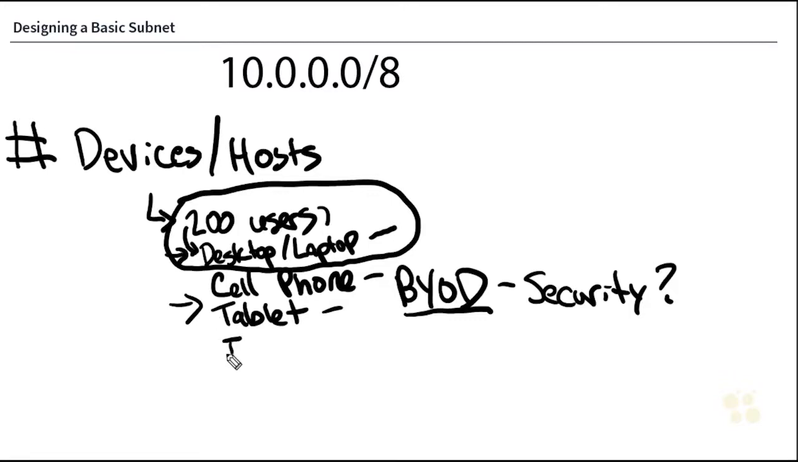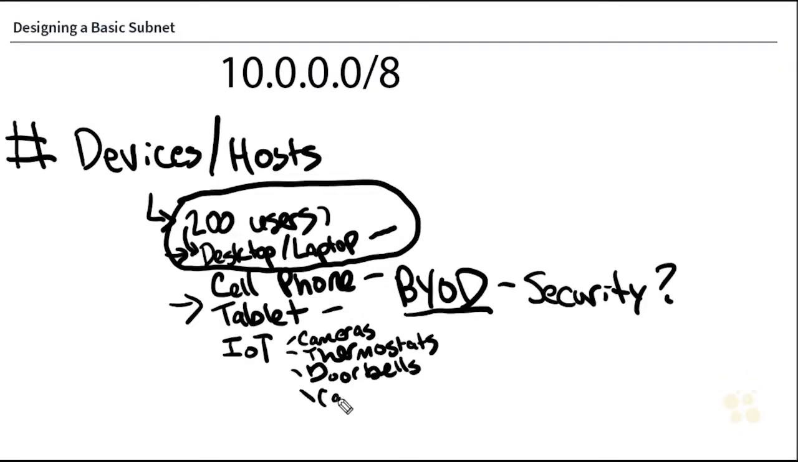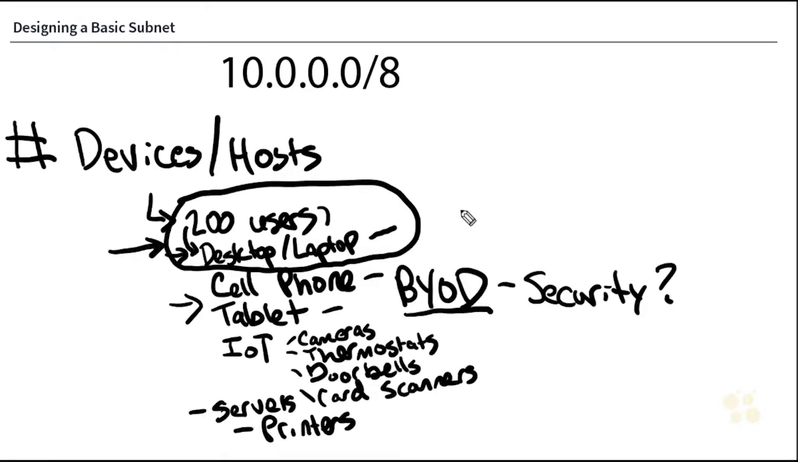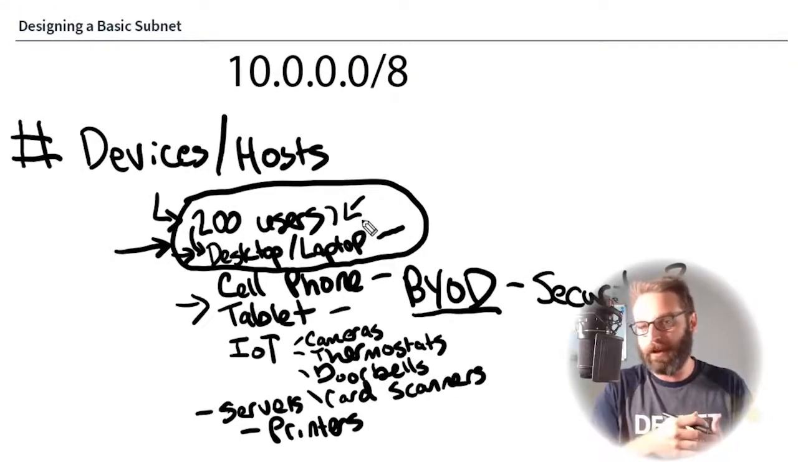You can make the exact same argument about IoT devices, which are things like cameras, thermostats, this day and age, doorbells, or card scanners. You could make the same argument about servers and printers. We want all of these to be on their own unique networks. So if I'm only focusing on the task at hand, which is designing a subnet for just the user's data, for their actual corporate data, I'm focused in on 200 users, and this becomes my first subnetting question.